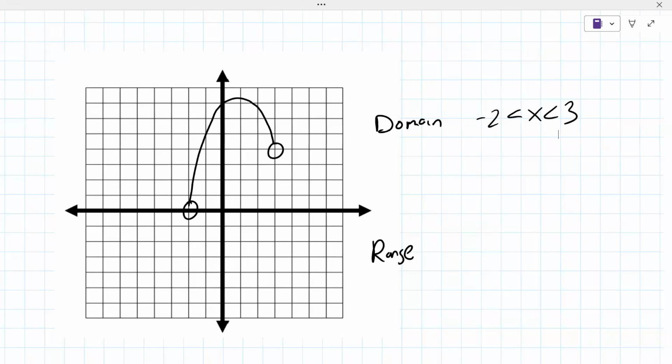0 is less than y, which is less than 7. Yeah, I didn't draw this very well, did I? Okay. Is 7 included? Well, I was thinking since it's at the top, that's like the highest y. It is, but the way you've written this, it's not included. There's no open circle there.